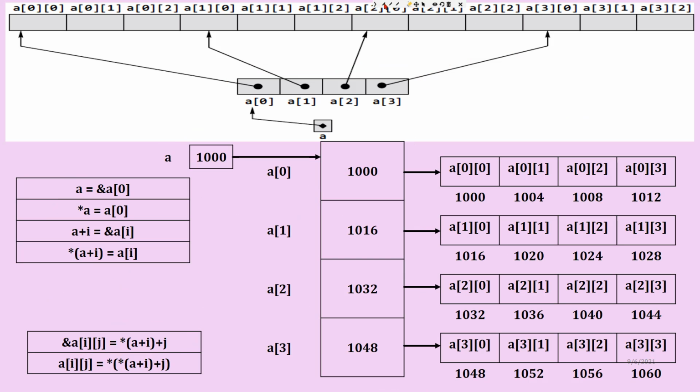I'm clearing everything. So I'm writing the point. Star of star A plus 2 plus 3.